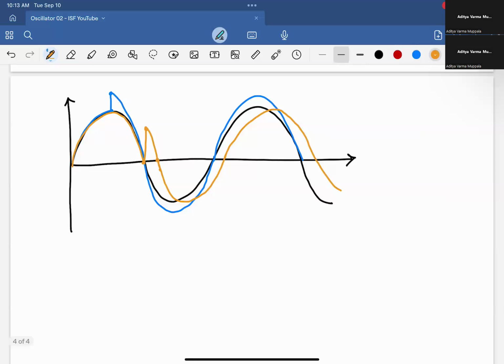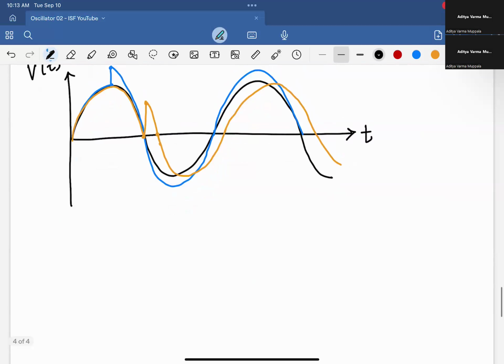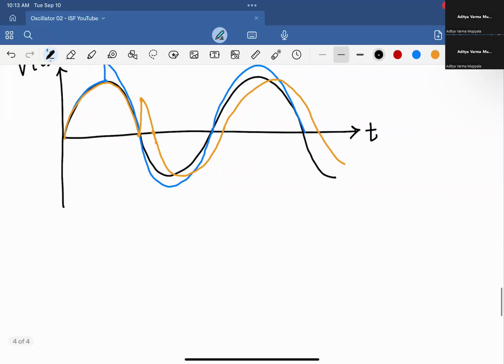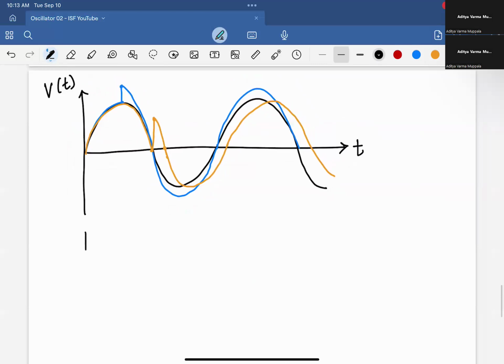So here what I've drawn essentially is T versus V of T, right? So we'll focus on phase. I'm not going to spend too much time on the amplitude part, of course, because that's not that important, right? We're trying to characterize the phase noise. So now I would like to plot T versus V of T. So the change in phase when these impulses are added at different points in time, right?